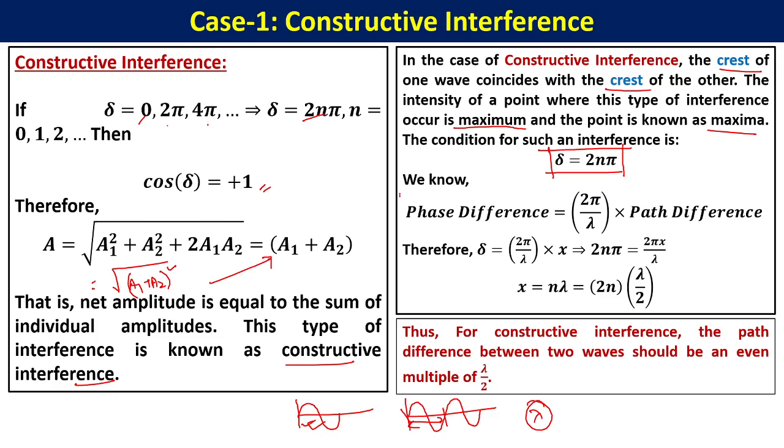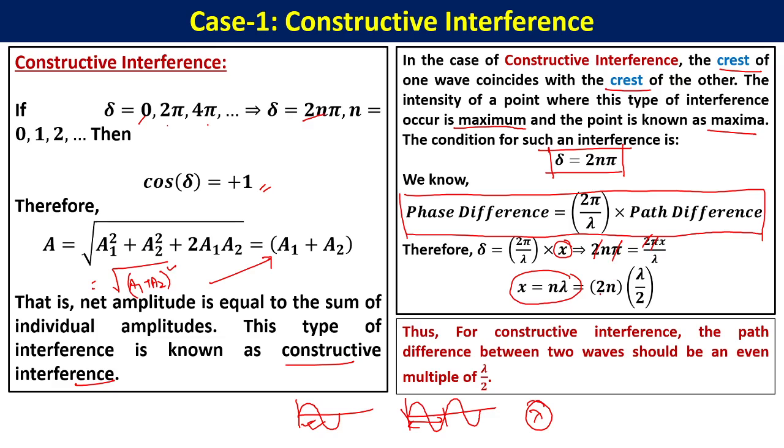This particular formula you should always remember: phase difference is equal to twice pi by lambda into path difference. Here delta is the phase difference. So delta is equal to twice pi by lambda into path difference. Let us say the path difference is x. In place of delta I will put twice n pi, and here it is twice pi x by lambda. So pi gets cancelled, 2 gets cancelled. You remain with n equal to x by lambda, or x equal to n lambda.